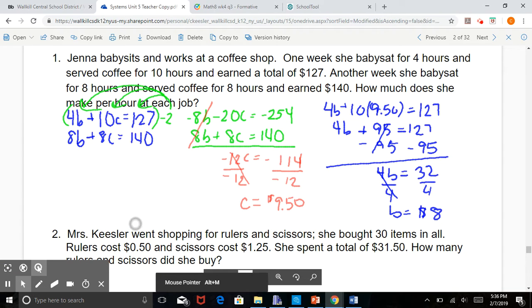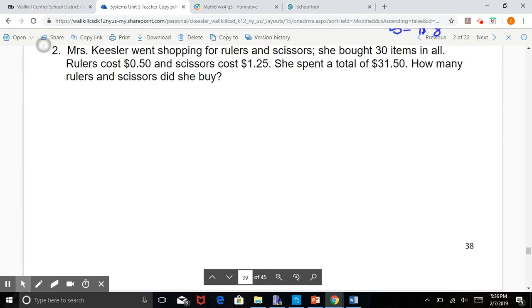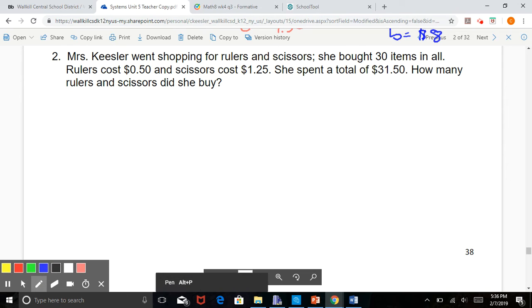Okay, let's go on to the second example. Mrs. Kiesler went shopping for rulers and scissors. She bought 30 items in all. Rulers cost 50 cents and scissors cost $1.25. She spent a total of $31.50. How many rulers and scissors did she buy? So her variables are rulers and scissors. So instead of using X and Y, let's use R and S.